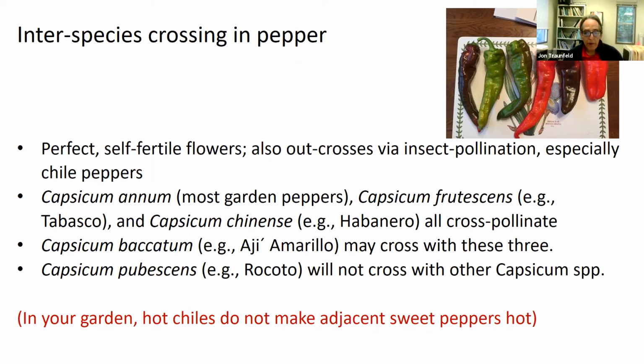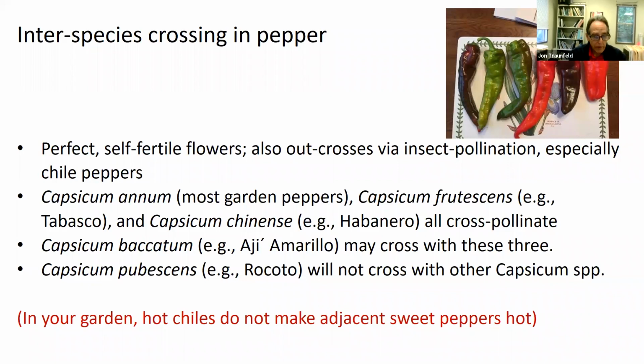So when a cross occurs, there could be crossing, of course, between cultivars, both within a species and between species of pepper. But where do you see the effect? Well, it's in the maternal tissue. So it's inside that ovule, which will become a seed.